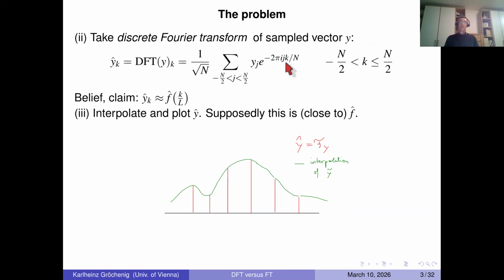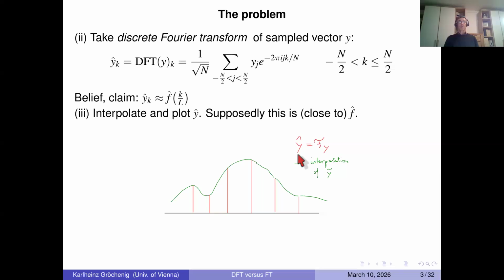So here is the definition of the discrete Fourier transform. That's again a vector of length n. And the claim, or the belief, is that the output of the discrete Fourier transform at index k is related to the value of the correct Fourier transform at k over L. So the 1 over L comes, say, from the uncertainty principle. Now, if you do that with MATLAB or whatever program you use to do the discrete Fourier transform, you actually get a function, and it's obtained by interpolating this vector linearly or whatever.